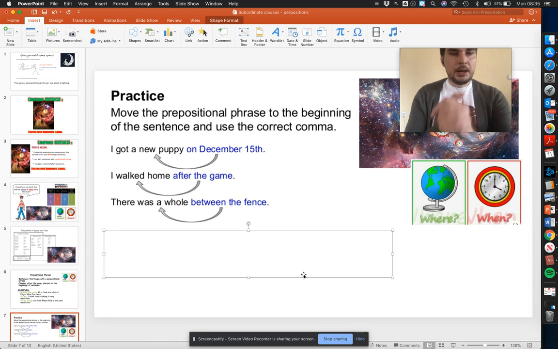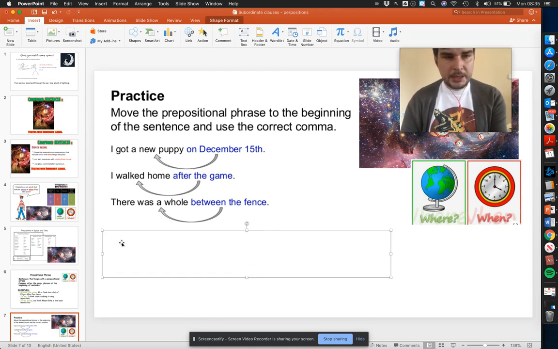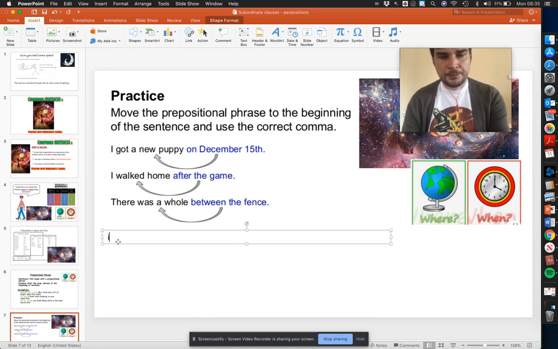Oh, I got a new puppy on December the 15th. Okay, that's an amazing sentence. I wish I had a new puppy, but I don't. I got a new puppy on December 15th.